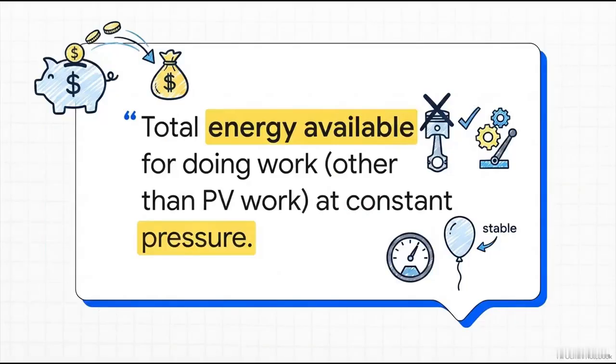To really grasp its physical meaning, let's think about this quote from our source material. It says enthalpy is the total energy of the system available for doing work other than PV work at constant pressure. So think of enthalpy as a system's bank account of available energy currency. When a system undergoes some kind of process, it has internal energy, sure, but it also has to physically push against the atmosphere just to make room for itself. Enthalpy bundles both of those things, the internal energy and the energy required to exist at a certain pressure and volume, into one really neat package.